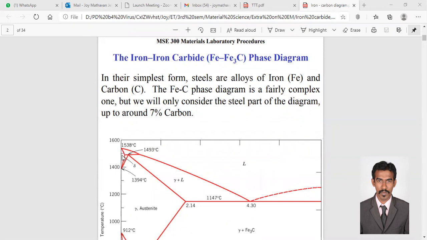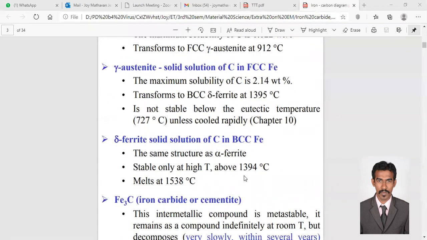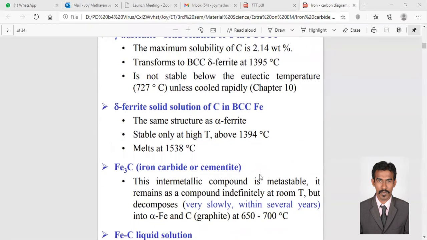Also, the phase starting from 1394 is applicable only for this range of temperature, which is around 140 degrees Celsius only. It will be in this delta form. This is stable only at high temperature above 1394. This is about delta Fe.